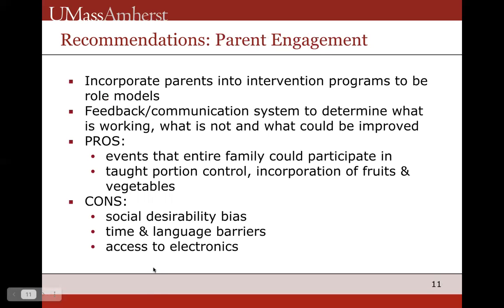Another recommendation that we had was the increase of parental engagement and overall familial engagement. We thought to incorporate parents into intervention programs in order for them to display as role models to their children, so hopefully to increase physical activity and the intake of fruits and vegetables. We were thinking about creating a sort of feedback communication system that could be accessed through an online portal as a way for parents to communicate with the intervention program directors in order to determine what has been working for the child, what has not, and what could possibly be improved.